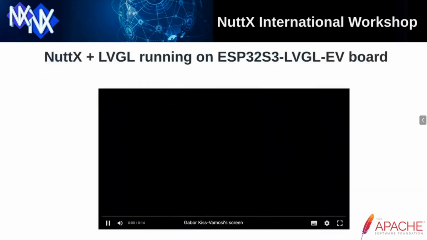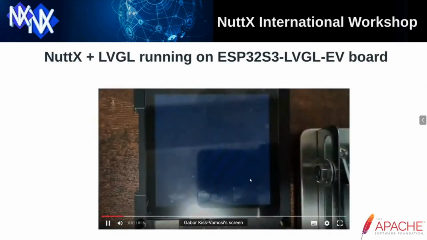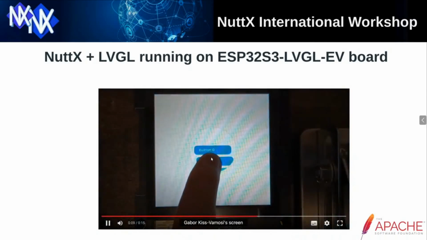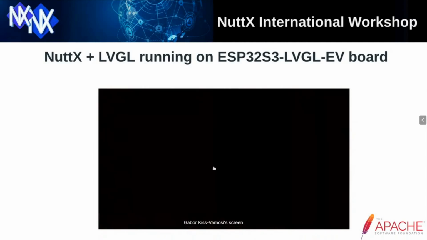And this is how it looks like in practice. So this is an ESP board where we have created a small intro animation. And this is a basic LVGL example to show you the scrolling and offsetted list. And that's it.